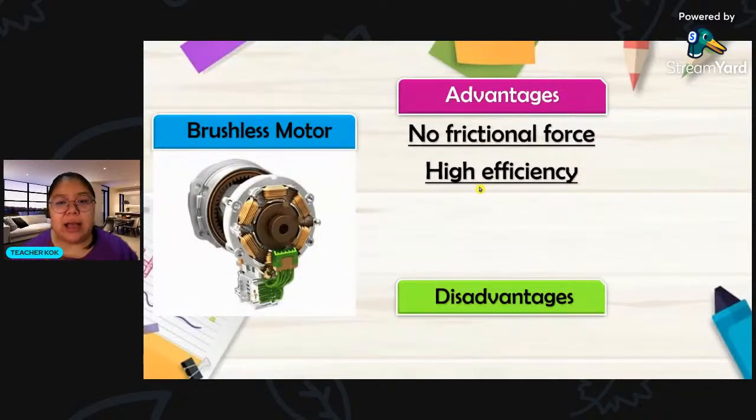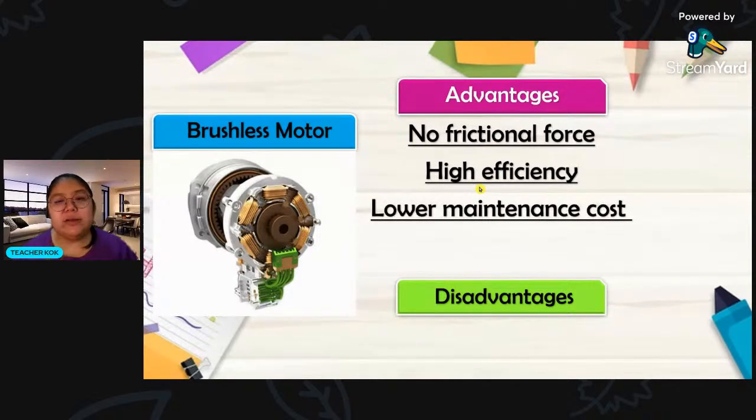After that, they have lower maintenance cost. Because of friction, the motor may have problems like rusting. When you turn it, you must put some oil, then you need to service. Service cost is higher for the brush motor, but brushless has lower maintenance cost. You don't need to go for service often. And the last one is long lasting.